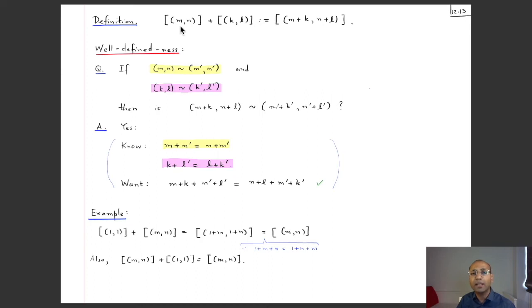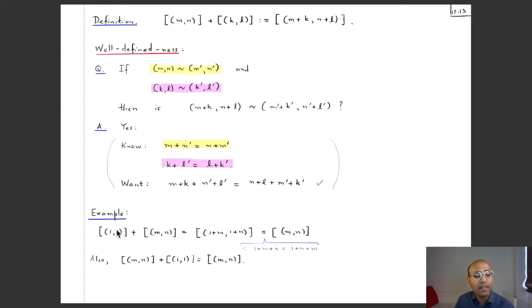So it doesn't matter which representative you take from each equivalence class, the answer as an integer that you get is the same. Although this inner ordered pair might depend on who is choosing what representative, once you take the equivalence class of that, the answer that you obtain is the same.